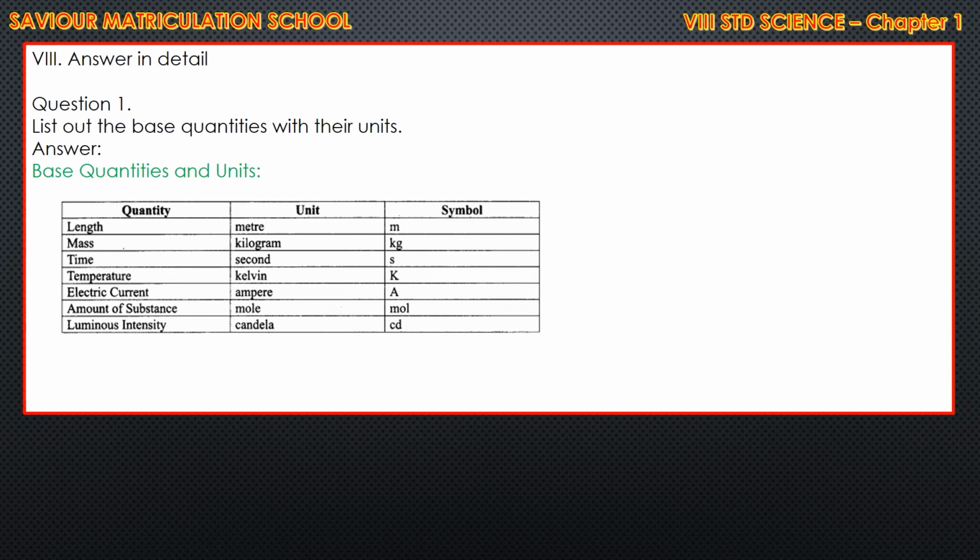Table 1.1. Base quantities and units. Length, mass, time, temperature, electric current, amount of substance, luminous intensity. The units: meter, kilogram, second, Kelvin, ampere, mole, candela. Symbol: m, kg, s, K, A, mol and cd. It's in page number 2. Just mark down from the book.